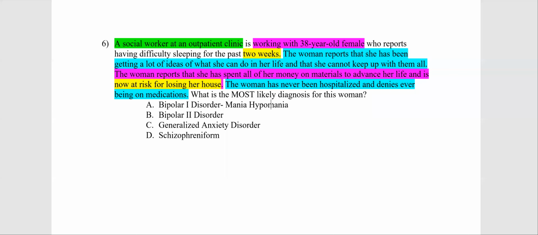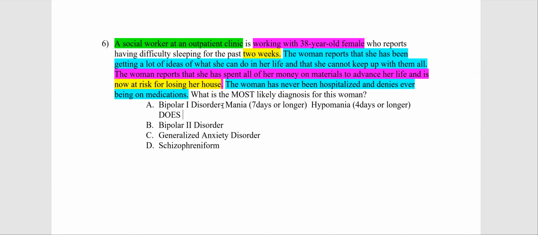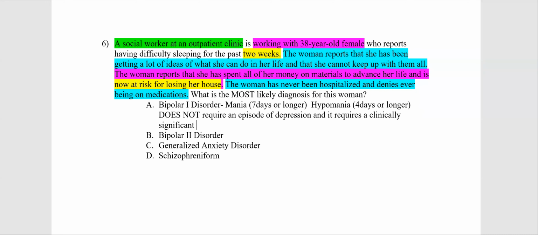And then let's break down each of these. So mania is going to be 7 days or longer, or 1 week or longer, or hypomania is going to be 4 days or longer. And then another emphasis is it does not require an episode of depression, and it requires a clinically significant impact.